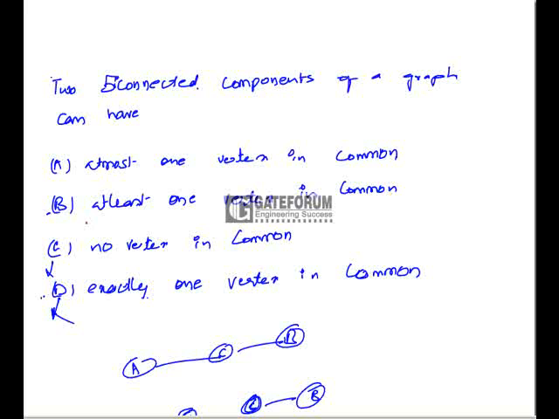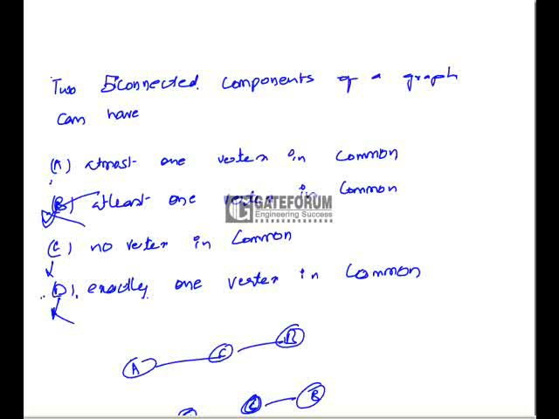This is not true. Why? Because if option D is wrong, then option B is also wrong. We can have biconnected components with no common vertex, so we can eliminate option B also. Option B is also wrong.